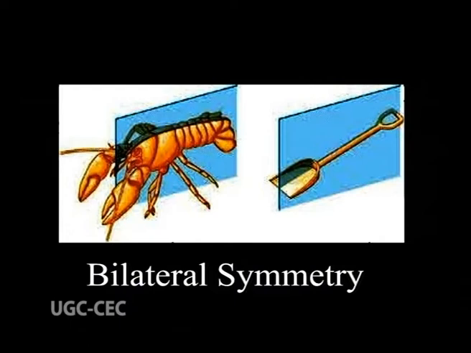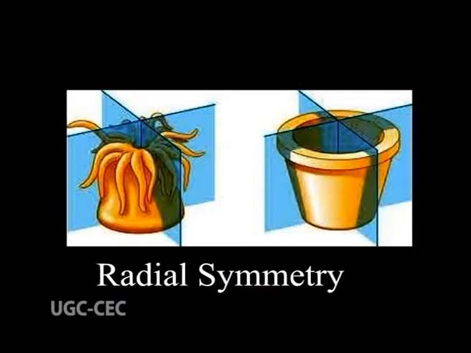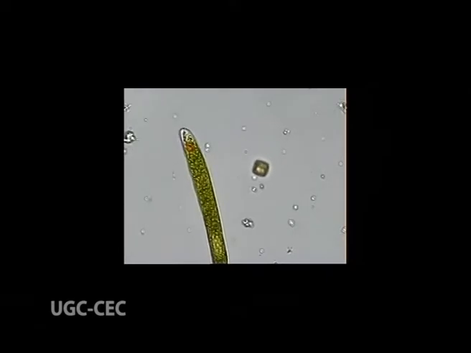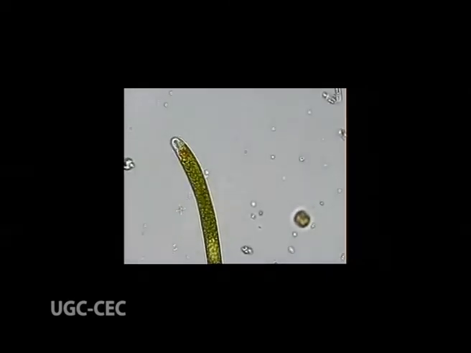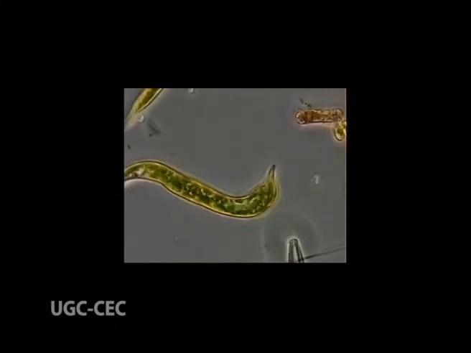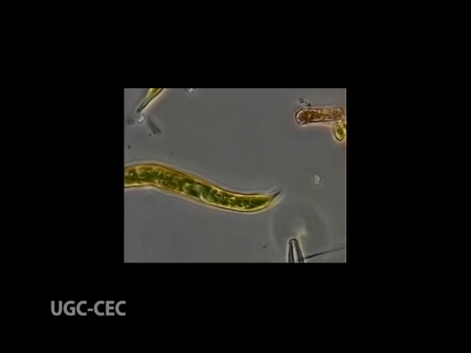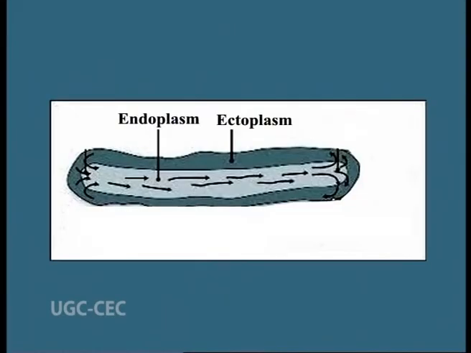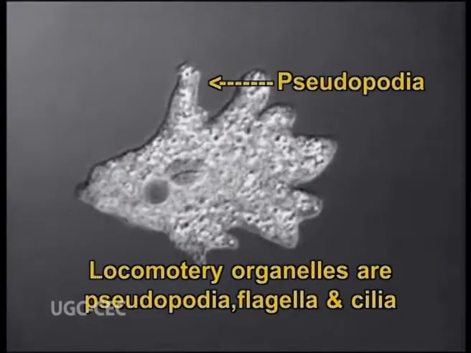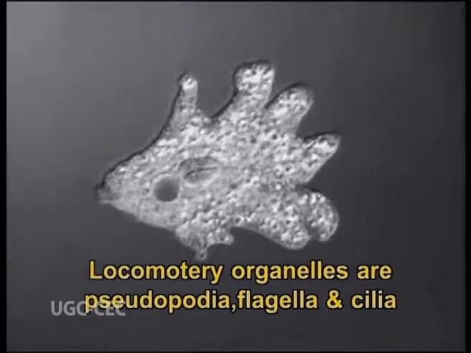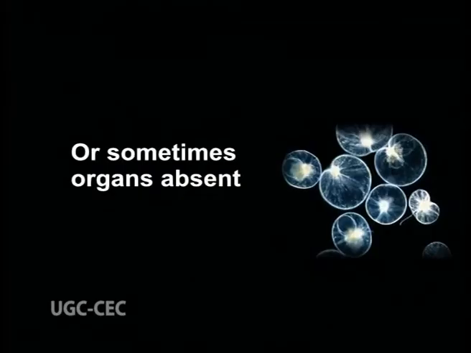Symmetry: they are non-symmetrical, or bilateral, radial and spherical. Body form usually constant, varied in some, while changing with environment or age in many. The single cell body performs all the essential and vital activities which characterize the animal body, hence only subcellular physiological division of labor. Body protoplasm is differentiated into an outer ectoplasm and inner endoplasm. Locomotory organelles are pseudopodia, flagella and cilia, or organs absent.